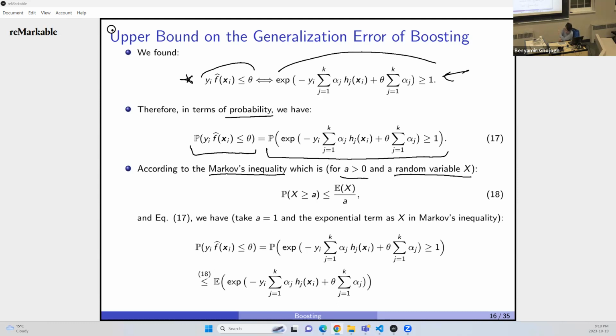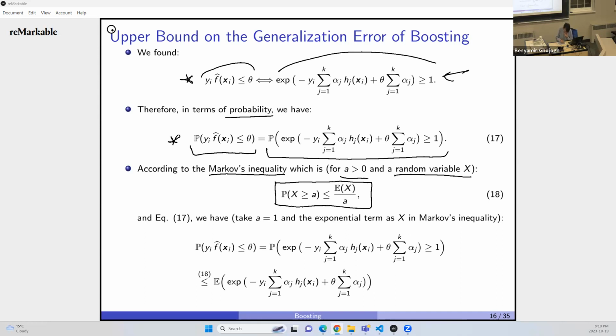Then what happens? This is the formula. A very famous formula. You can use it in your own research as well. Probability of x greater than or equal to some a, where a is positive, is less than or equal to expectation of x divided by a. This is called Markov's inequality.